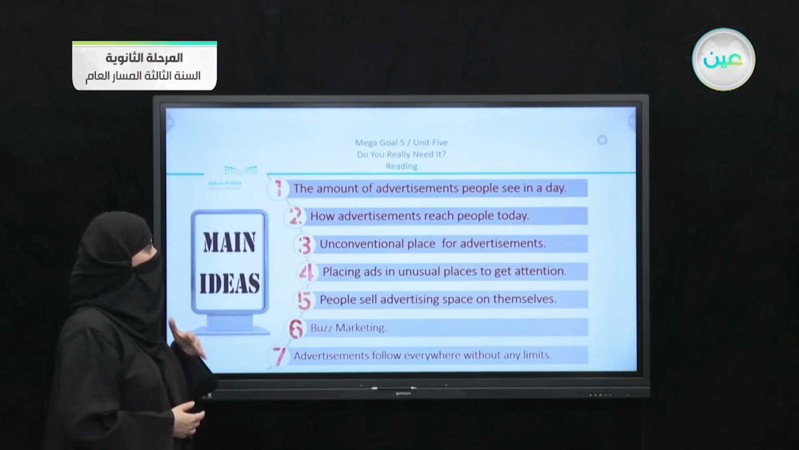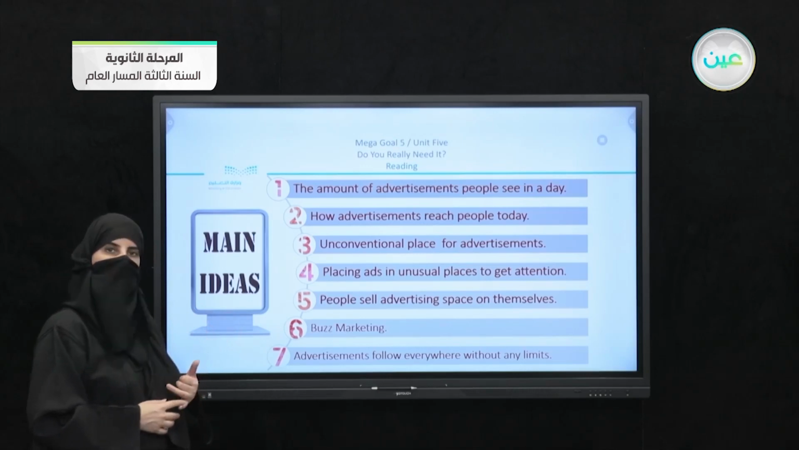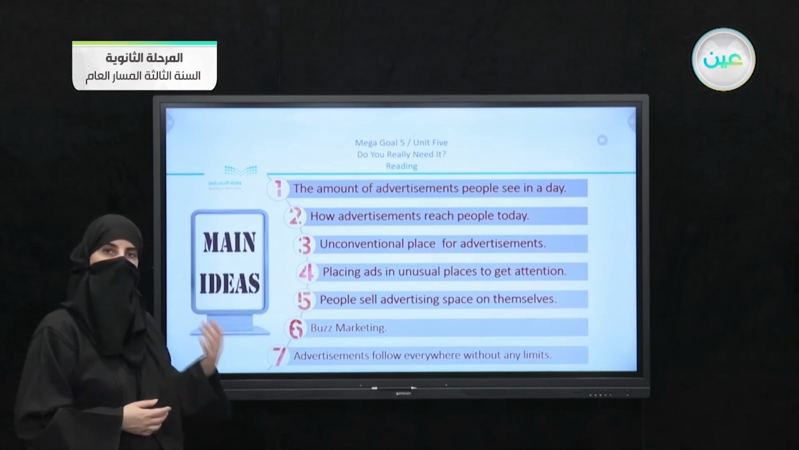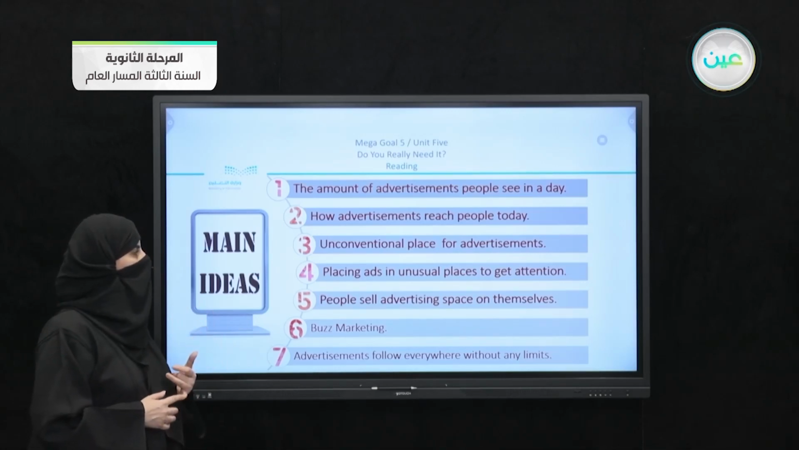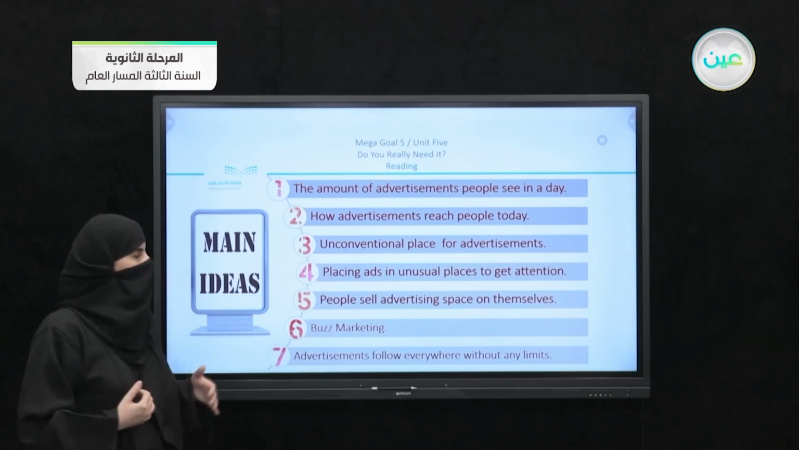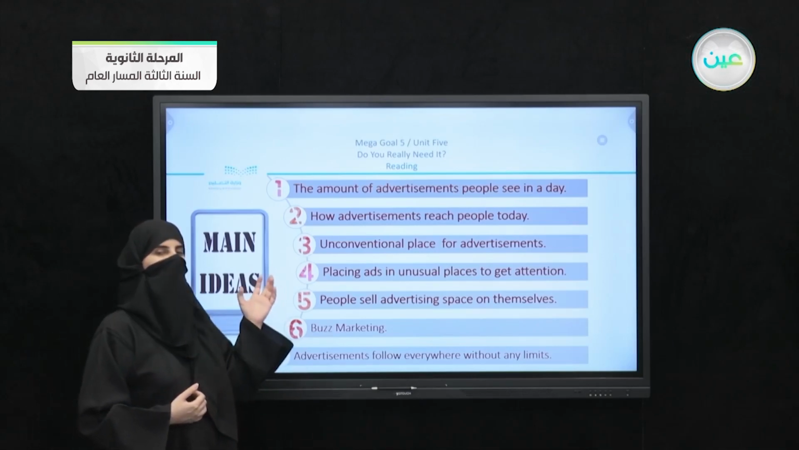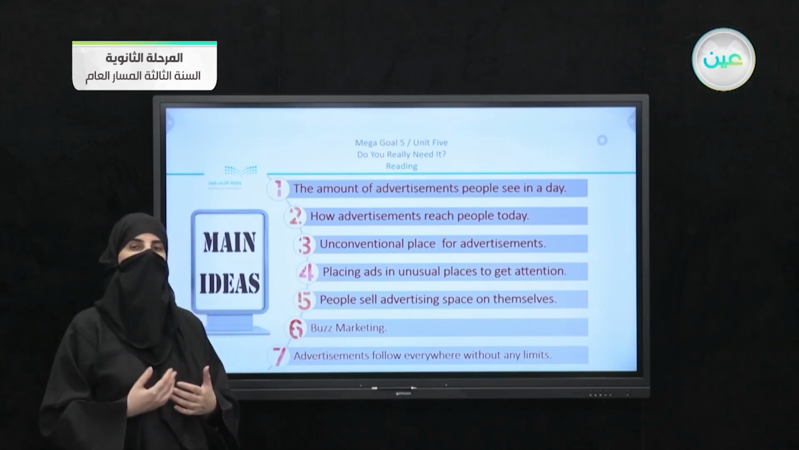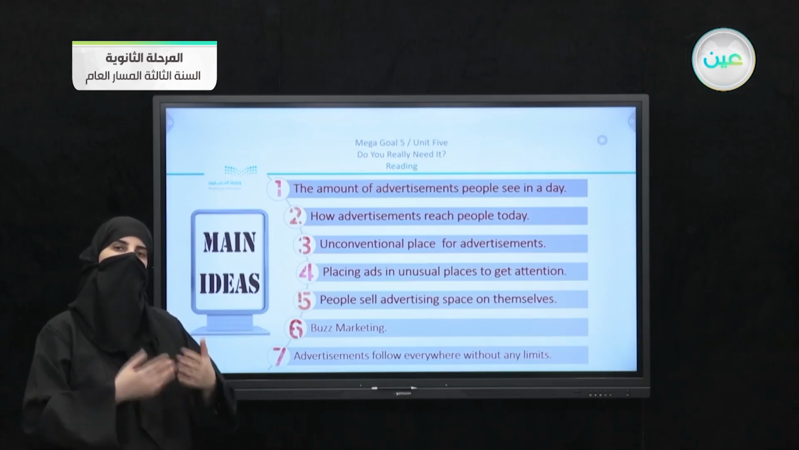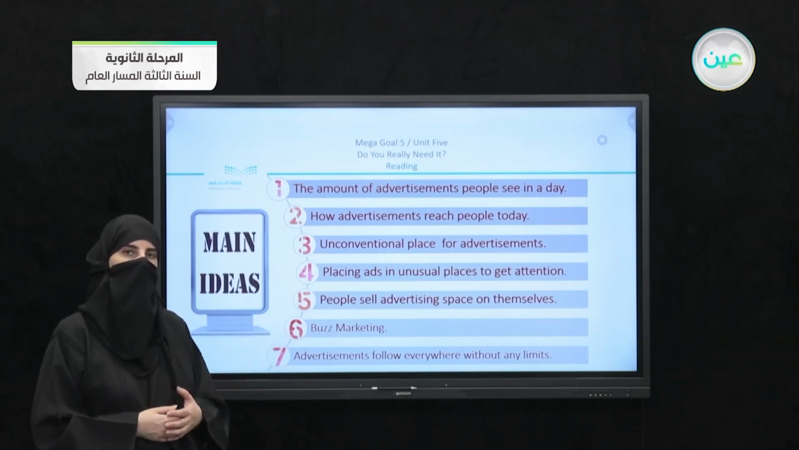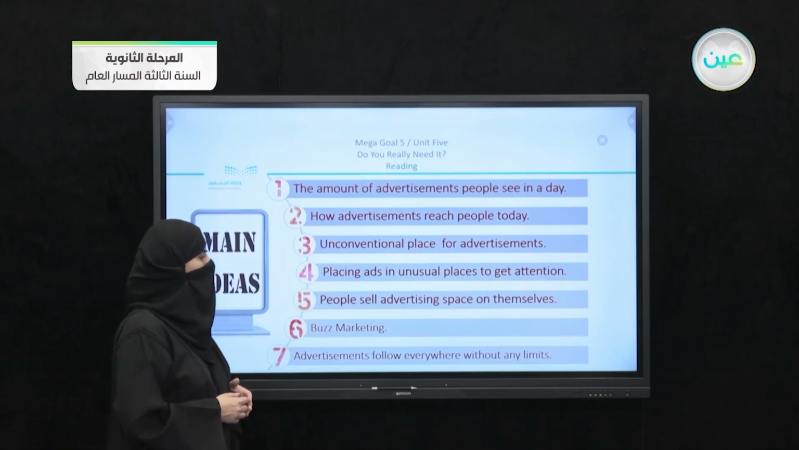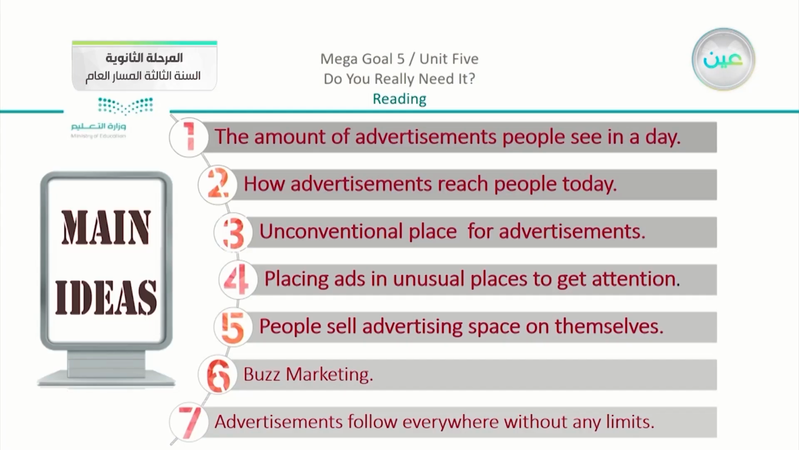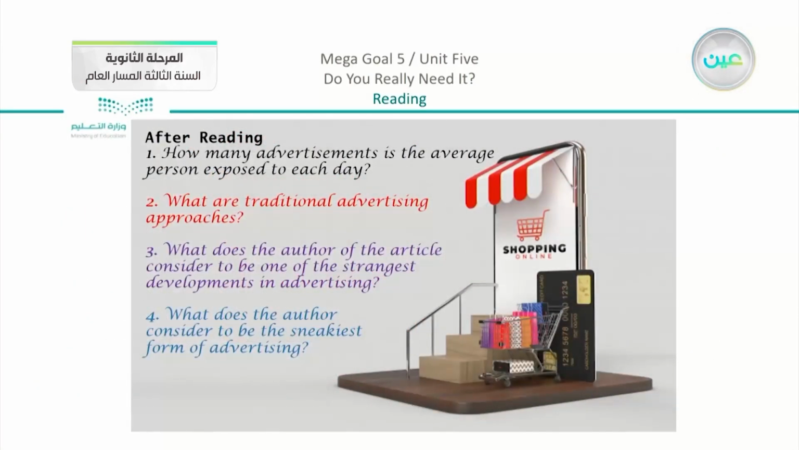We also have something about unconventional places for advertisement, or places in general. We have placing ads in unusual places to get attention. People sell advertising space on themselves, and we have buzz marketing. Now you can see that we have a lot of details about different methods or ways that are used for advertising. And we closed up with the last part, which is advertisements follow everywhere without any limits. So we have the ideas completely for the reading passage that we have in the book.